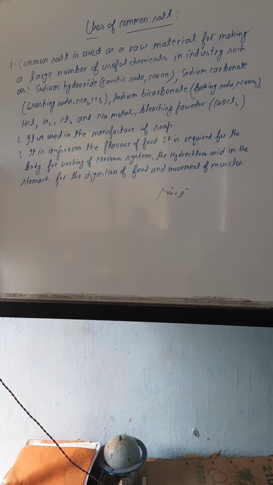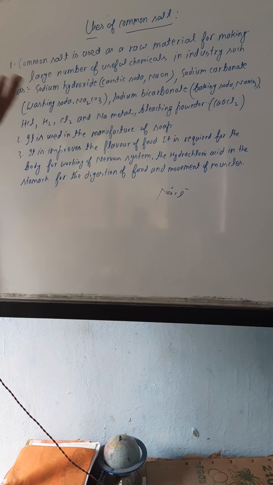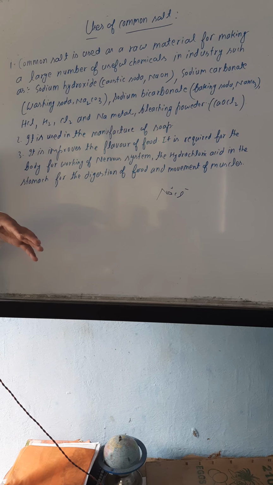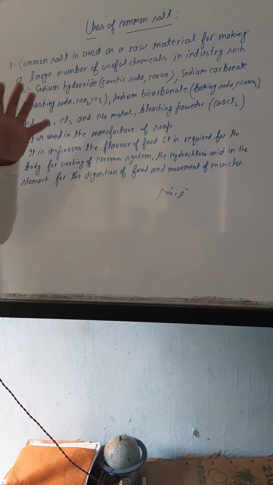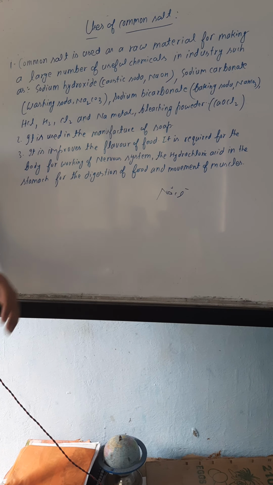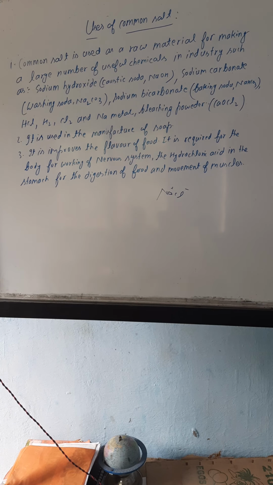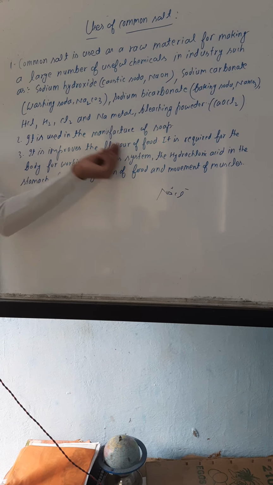Are you getting this? Next, it also improves the flavor of the food, that you must be knowing. Without the salt, you cannot eat the vegetables, etc. So salt is a necessity there. It is also important for the working of your nervous system. Your nervous system gets weaker if you do not consume the required amount of the salt. If you do not consume the required amount of salt, your nervous system does not work properly. So that is the reason it improves the flavor, and it also helps in the working of the nervous system.